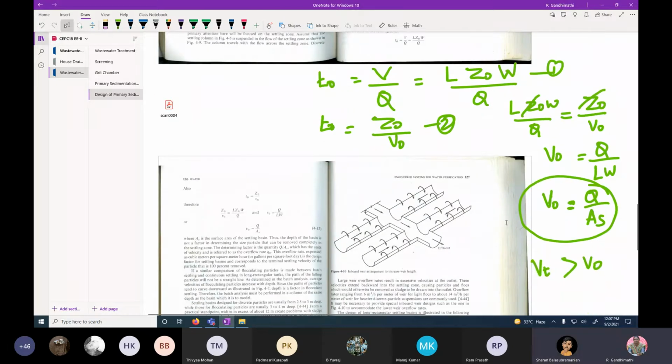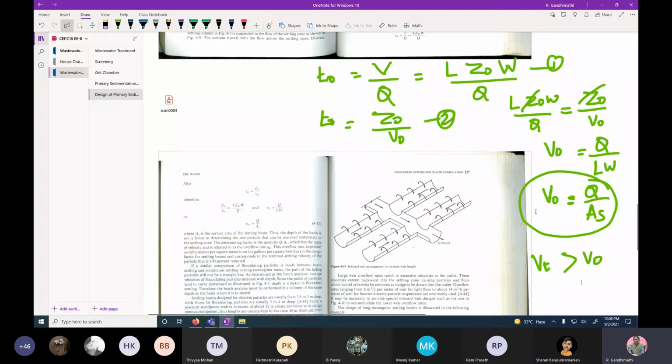Now you know how to calculate V0. V0 is Q divided by the surface area of the chamber. That's why in the design, what we discussed yesterday is with the overflow rate. In the problem statement itself, they have given the overflow rate or surface loading rate, that is, how much flow is applied over the surface area. Is it clear?